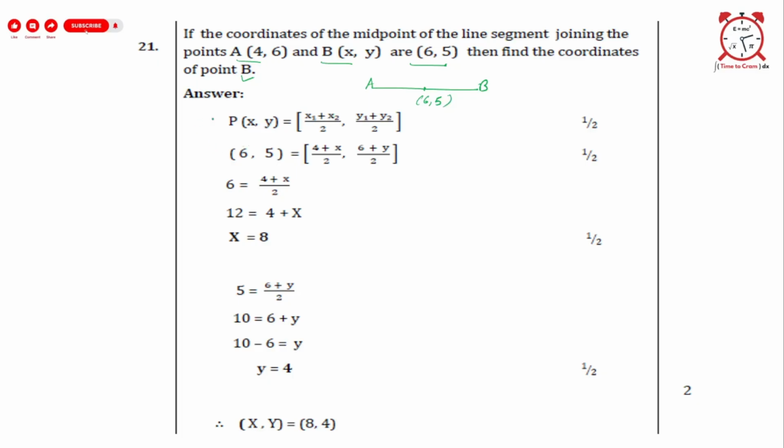So we have to use the midpoint formula. P of x, y equal to (x1 plus x2) divided by 2, (y1 plus y2) divided by 2. Keep the respective values properly here. It is a very easy sum. So after keeping the values, we are getting y equal to 4. So the coordinates of point B, x, y equal to 8, 4.